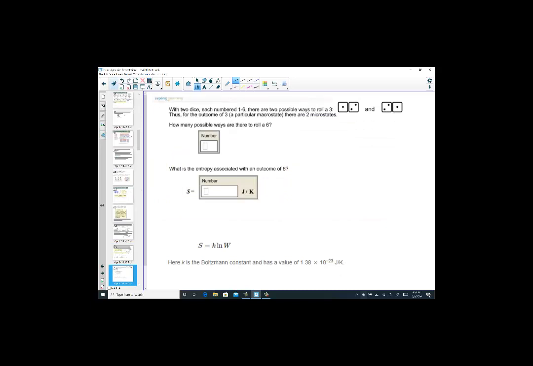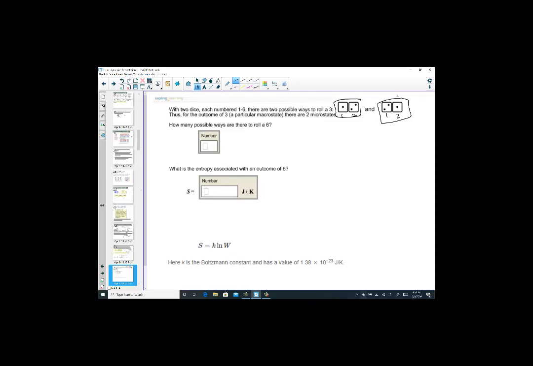Here's a homework problem looking at dice. Let's give this a read through. With 2 dice, each numbered 1 through 6, there are 2 possible ways to roll a 3. Those would be 2 microstates. One way you can roll a 3 on 2 dice is to roll a 1 and a 2. Let's call that dice 1 and dice 2. Or dice 1 can be the 2, dice 2 can be the 1. Those are the 2 possible microstates to roll a 3. For the outcome of a 3, there's 2 microstates.